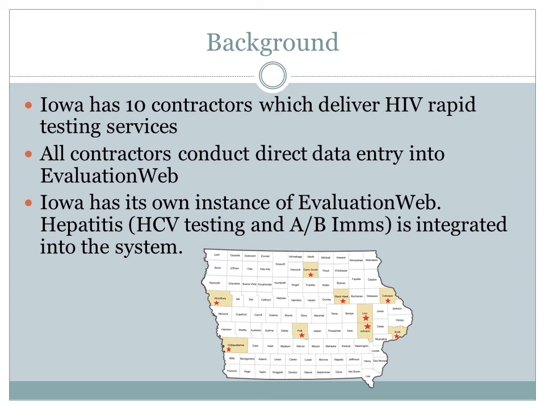We have our own instance of Evaluation Web through Luther Consulting, and we have integrated hepatitis into our Evaluation Web instance. That includes both hepatitis C testing and then A and B immunizations. So 9 out of 10 of our contractors who administer HIV testing also administer Hep C testing and immunizations. As far as our numbers, in 2015 there were almost 4,200 HIV tests administered, and the number of tests per contractor ranged from about 8 per month to around 90 per month. So there is quite a bit of variation there.